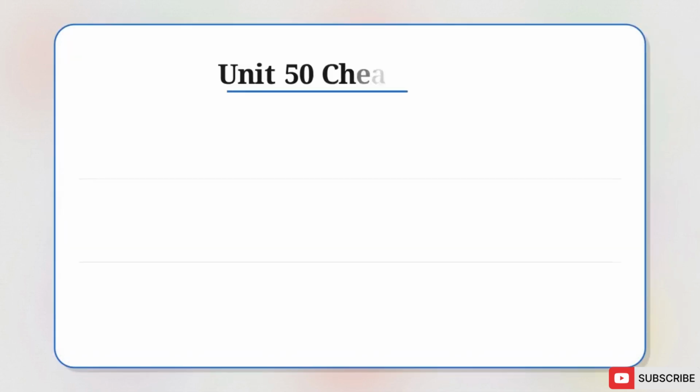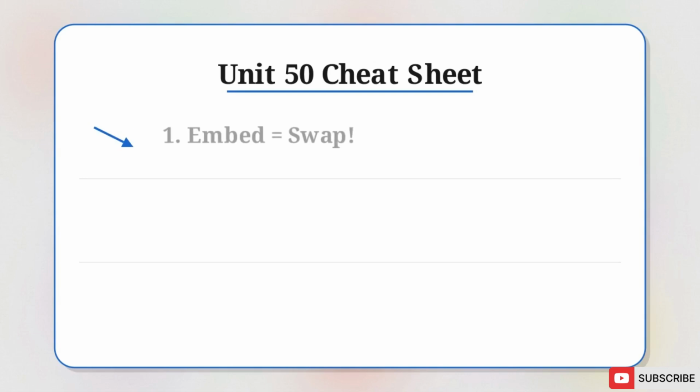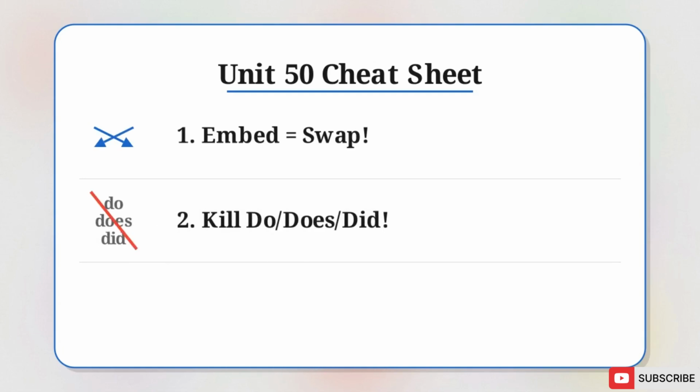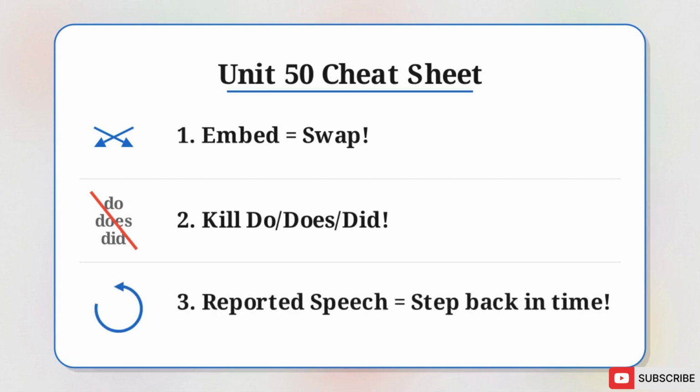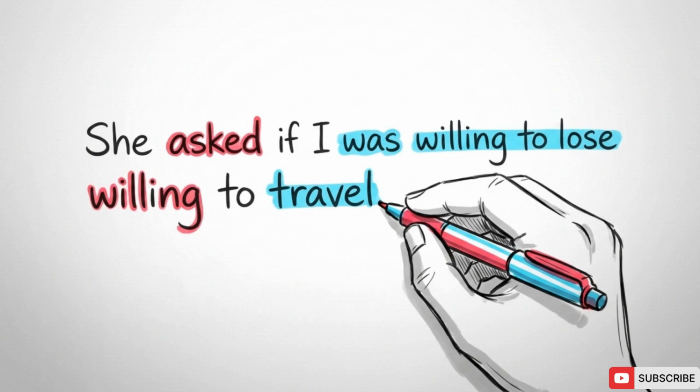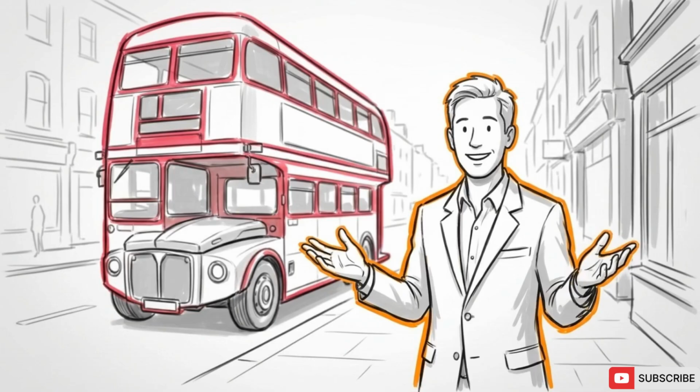To lock this in, here is your unit cheat sheet. 1. When embedding a question, swap the subject and verb. 2. Eliminate do, does, and did. 3. For reported speech, take one step back in time. Internalizing these 3 specific structural shifts ensures your complex sentences hold together, giving you a much more natural command of English grammar.